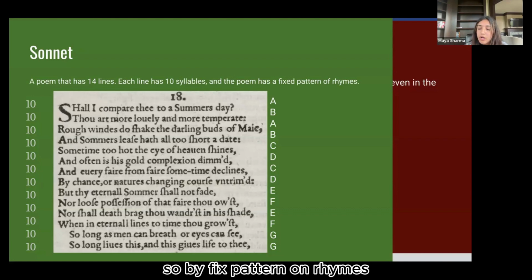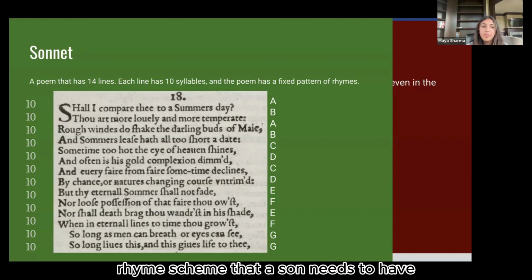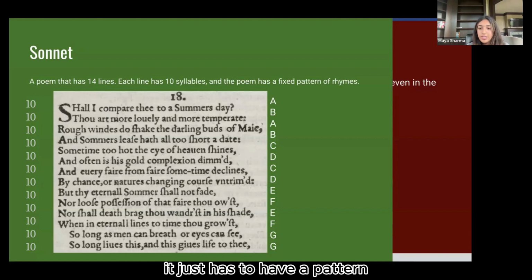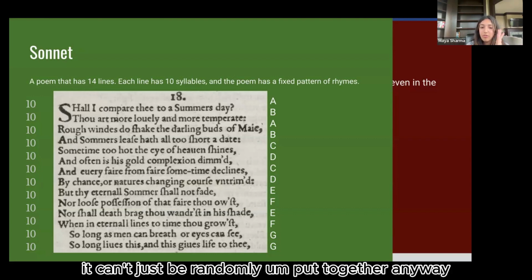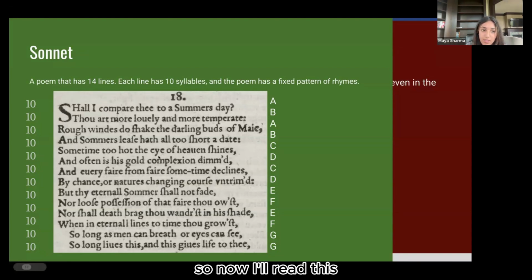So by fixed pattern of rhymes, it really depends on the poet. There needs to be a certain pattern. There isn't a particular rhyme scheme that a sonnet needs to have. It just has to have a pattern. It can't just be randomly put together. Anyway, so now I'll read this.